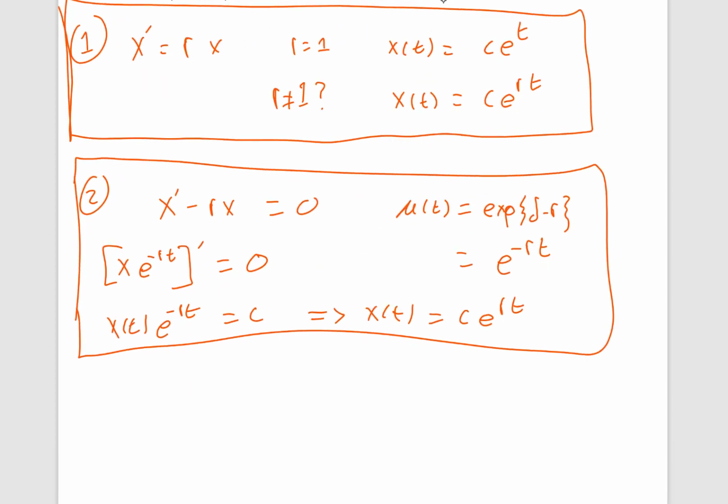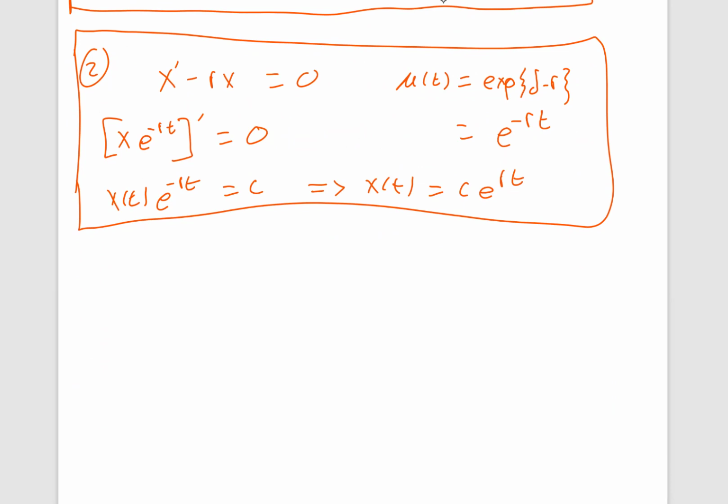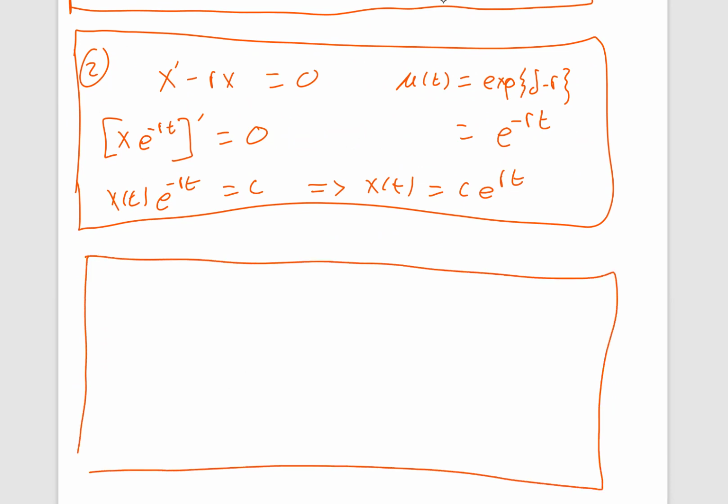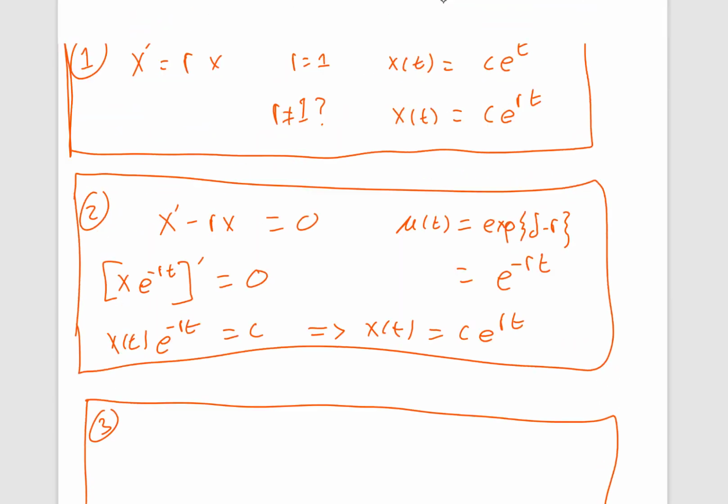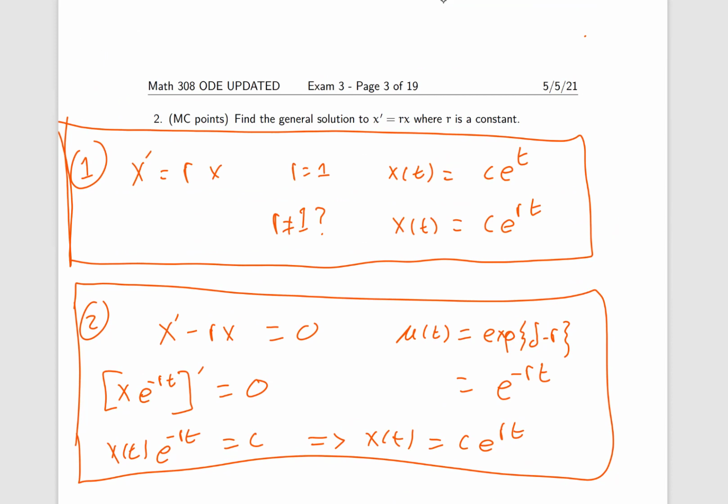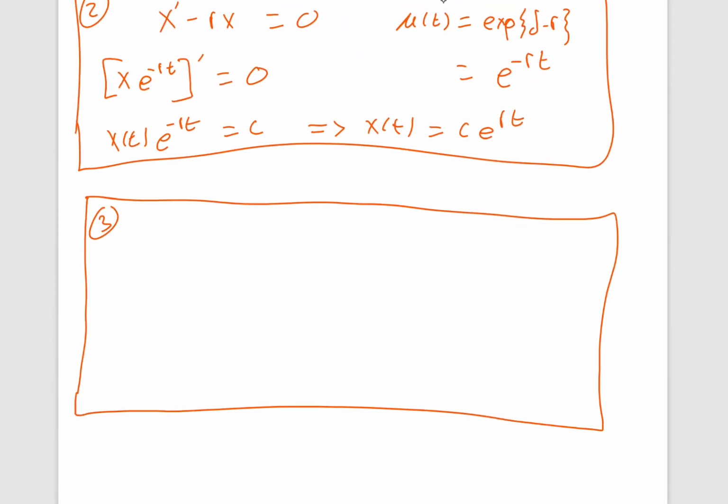I would not suggest using this method to solve this differential equation. I'm just showing that this is such a fundamental differential equation. There are so many ways of solving it. It should be automatic almost. I mean, really, it just should be automatic. The general solution to x prime equals rx is x of t is equal to c e to the rt.